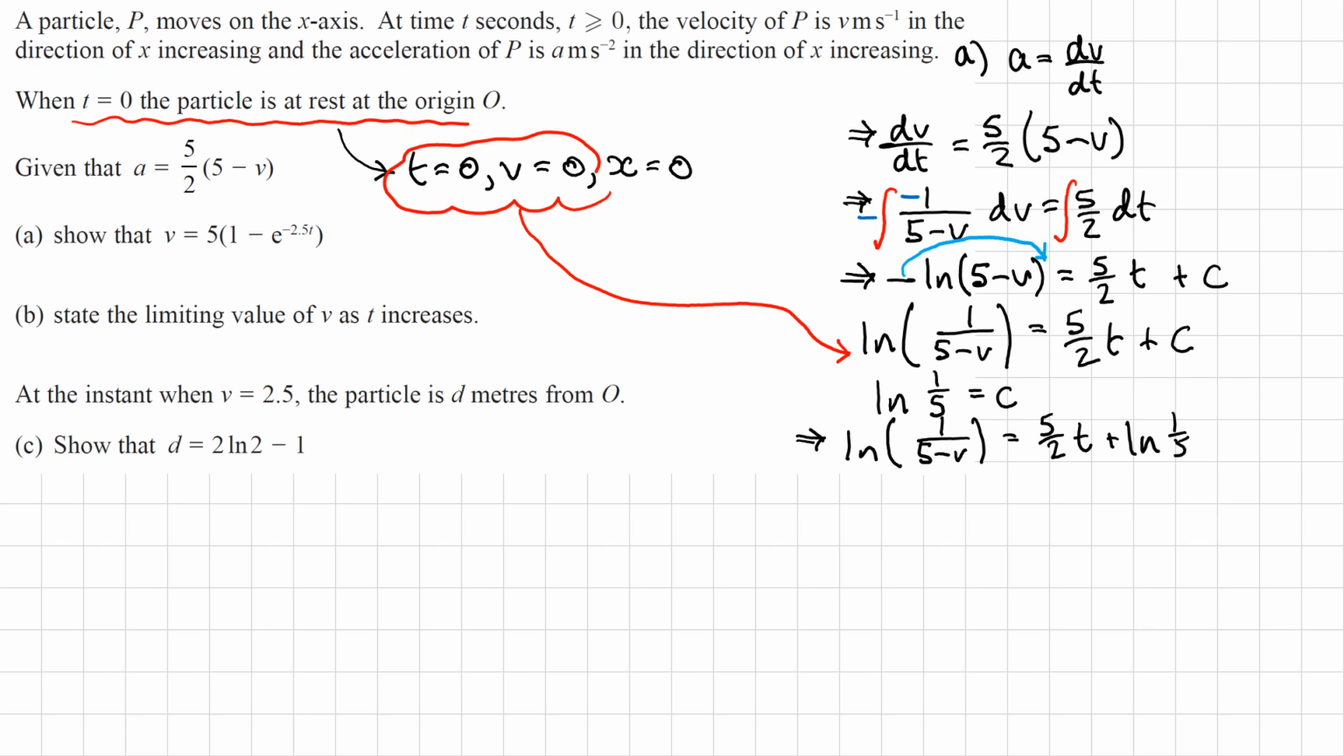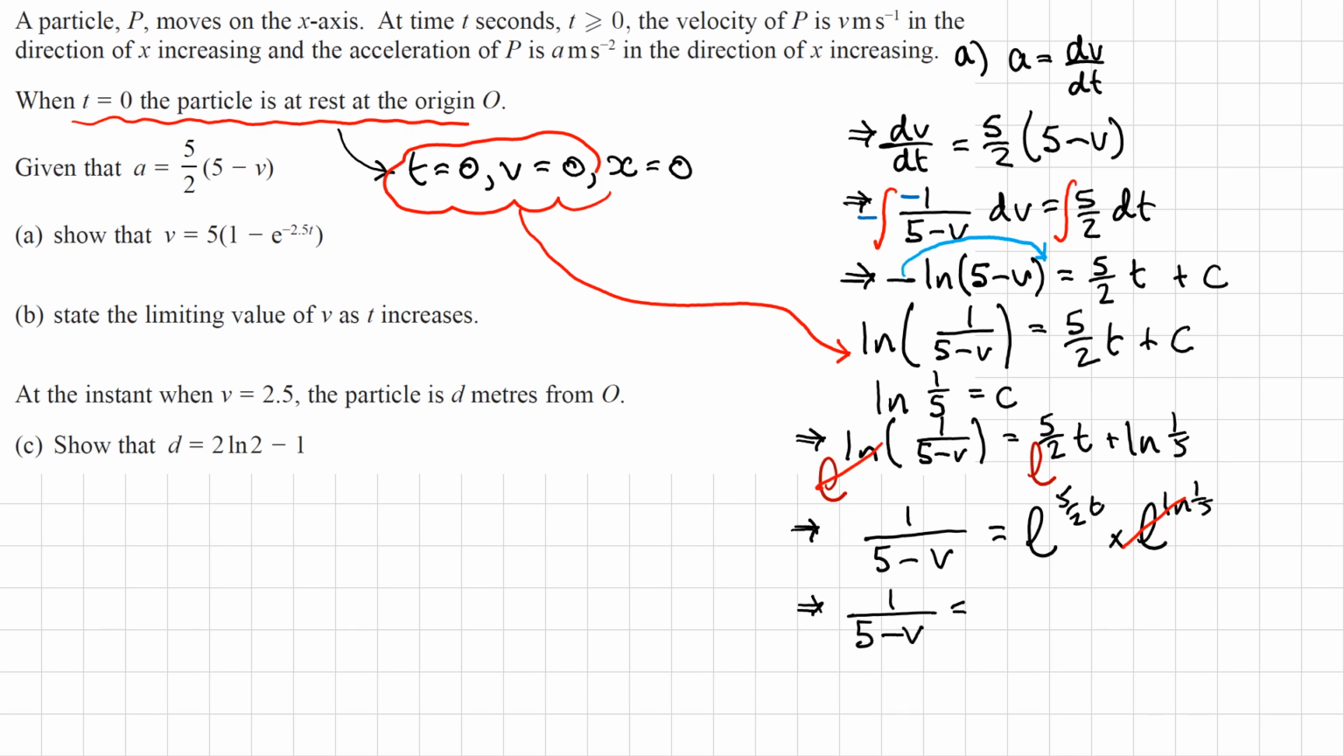Now from here, I'm going to raise both sides to the power e, which means the e and the log cancel out, because I want to make v the subject. So I'll have 1 over (5 minus v) is equal to e to the power 5 over 2 t times e to the log 1/5. Now the e and the log there will cancel out. So now I'm up to 1 over (5 minus v) is equal to 1/5 e to the 5 over 2 t.